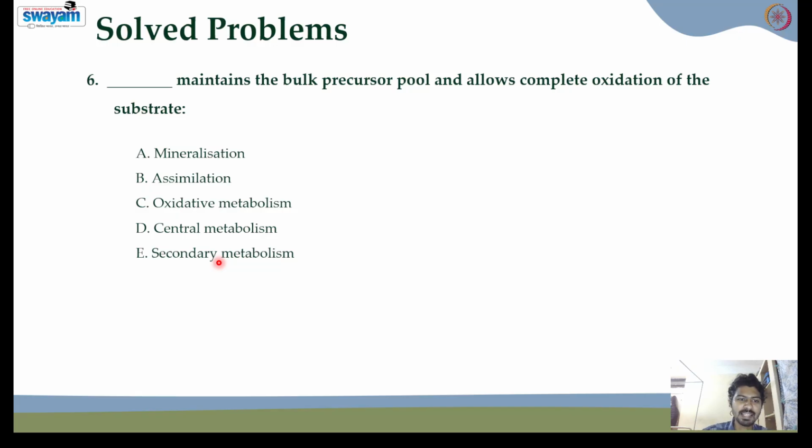You can post your answers. Which maintains the bulk precursor pool and allows complete oxidation of the substrate? You can post your answers.